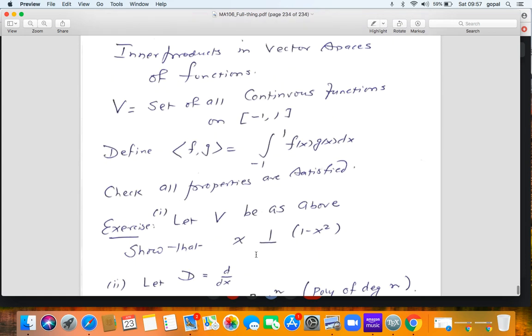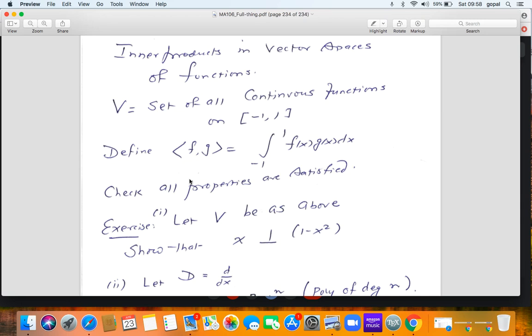So let us look at inner products in vector spaces of functions as a sample, for instance. So for example, I can take the set of all continuous functions on the closed interval -1, 1. I can define an inner product. Inner product of f and g is the integral from -1 to 1 of f(x) g(x) dx. It's an exercise for you to show that all the properties are satisfied.